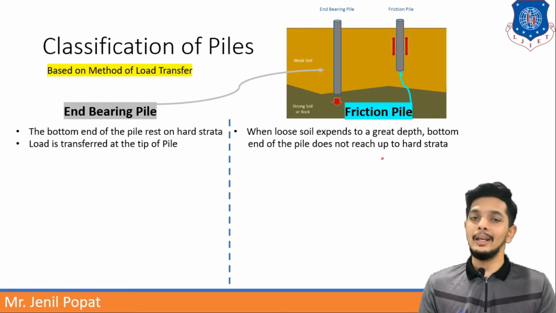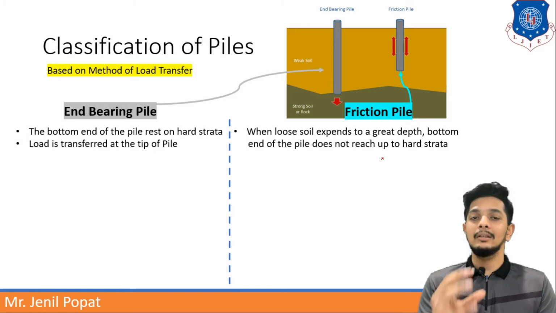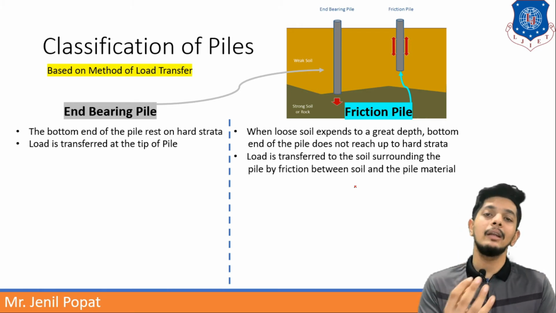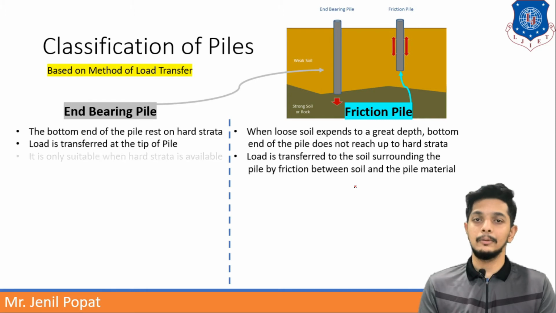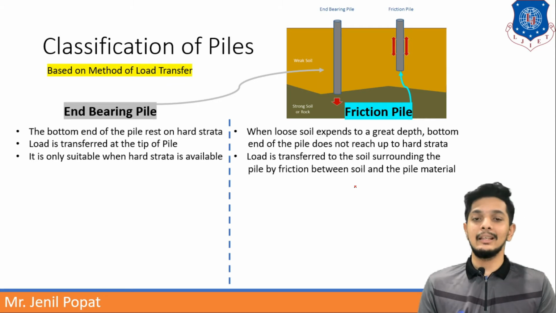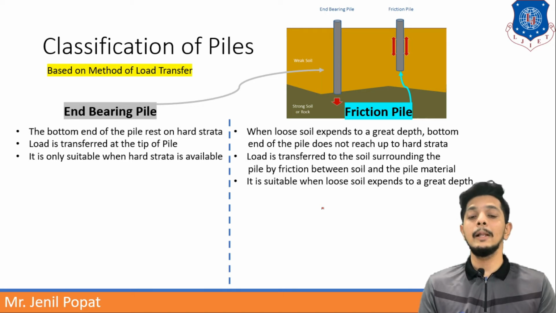Load is transferred at the tip of the pile. In case of end bearing pile, the name itself suggests end bearing. So bearing is done by the end or tip of the pile, whereas in case of friction pile, load is transferred to the soil surrounding the pile by friction between soil and the pile material. So between the soil and pile material there is friction, and these piles work on that friction. End bearing piles are only suitable when hard strata is available. So in case of end bearing pile you require a hard strata, but in case of friction pile you don't need a hard strata, you need a loose soil.